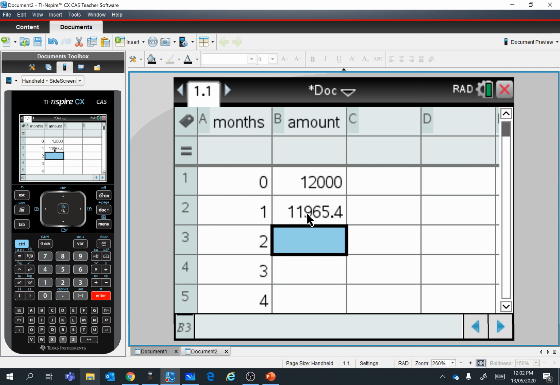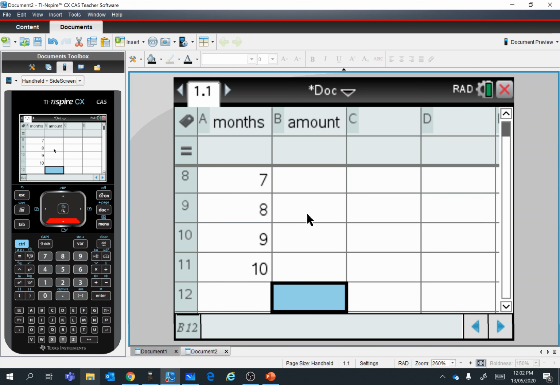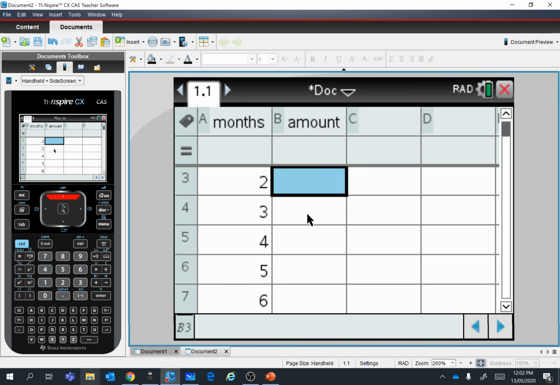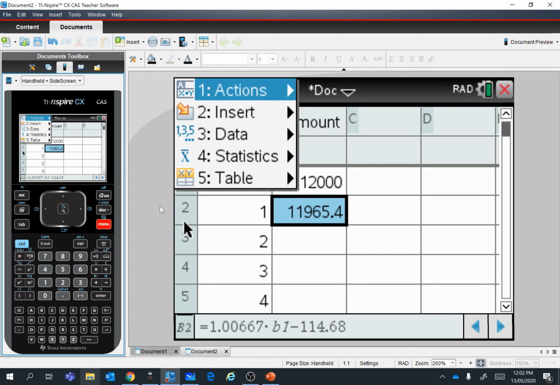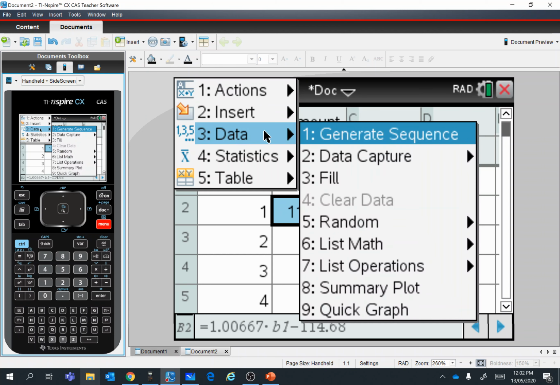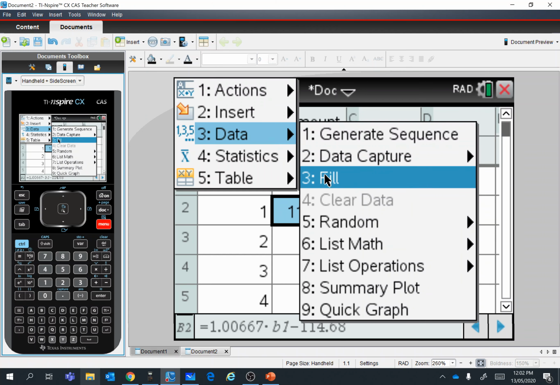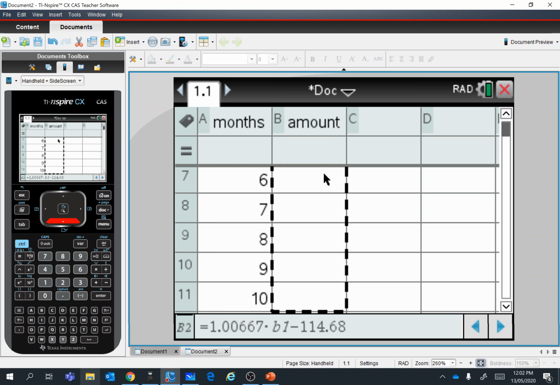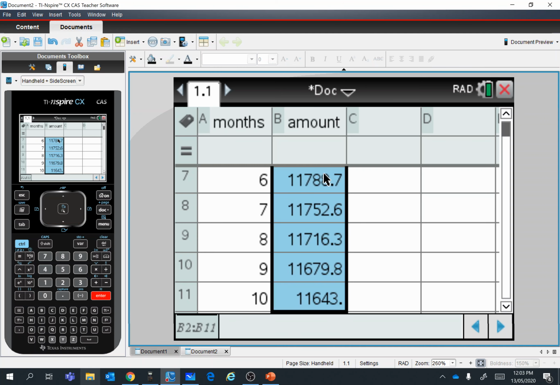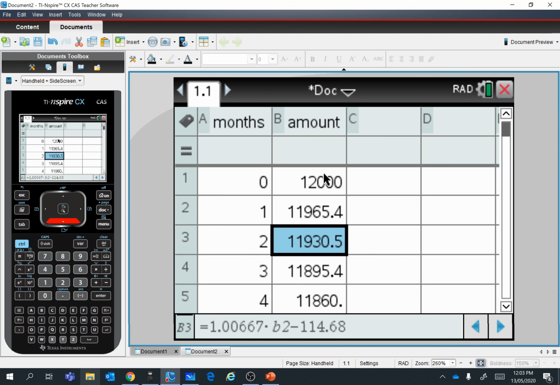So now we want to fill this down for the first 10 months, but I don't want to have to type that formula in each time. So I'm going to go back up to where I typed the formula. I'm going to go across to menu. Then we go data and fill. So menu 3, 3. We go fill, and I just push tap down till we get to 10 months and push enter. And there are the balances. So there's our first 4 balances there.